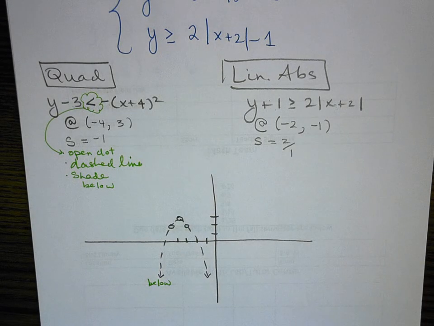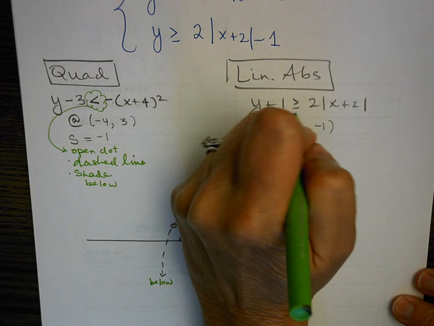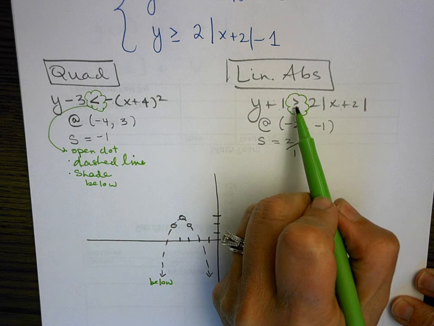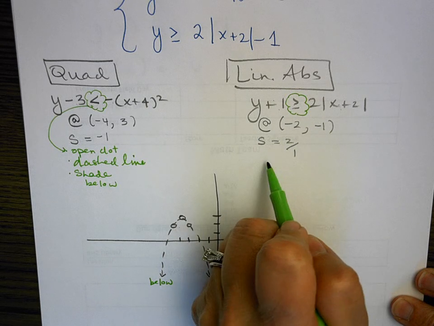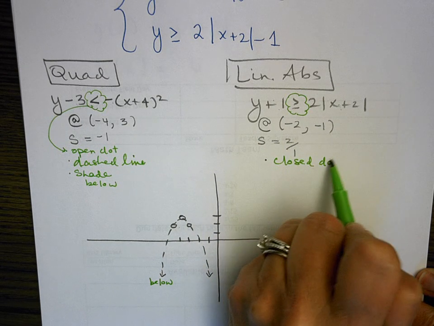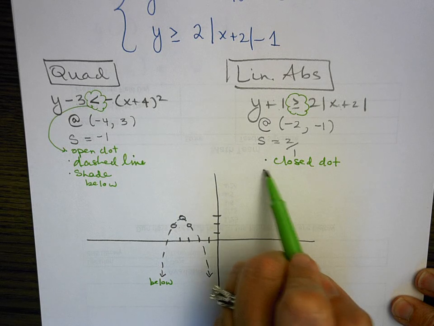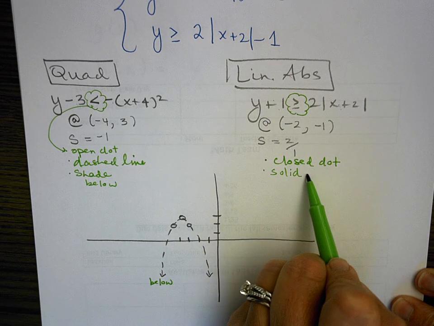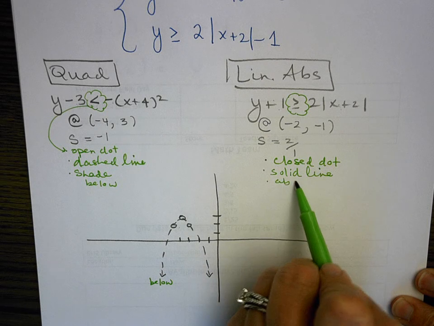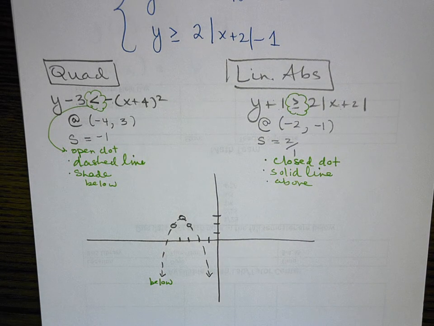Okay. So then on this one here, again I want to look at the inequality. This is greater than or equal, so because of that equality, I want to make sure I use a closed dot and a solid line. And then greater than, so I would be shading above. Okay, so let's graph that one.